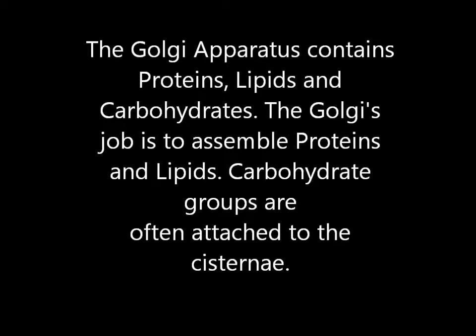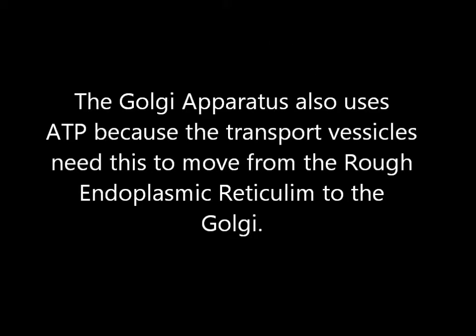The Golgi's job is to assemble proteins and lipids. Carbohydrate groups are often attached to the cisternae. The Golgi apparatus also uses ATP because the transport vesicles need this to move from the rough endoplasmic reticulum to the Golgi.